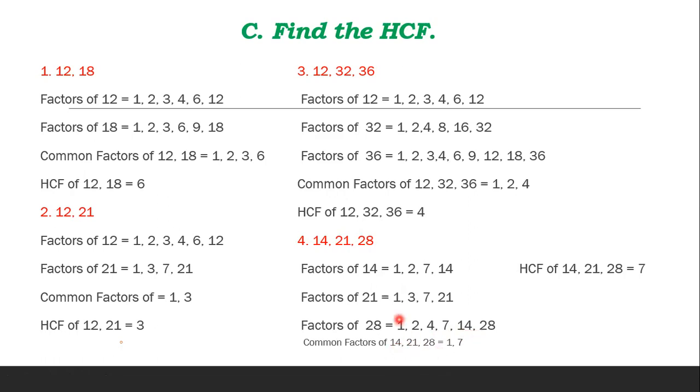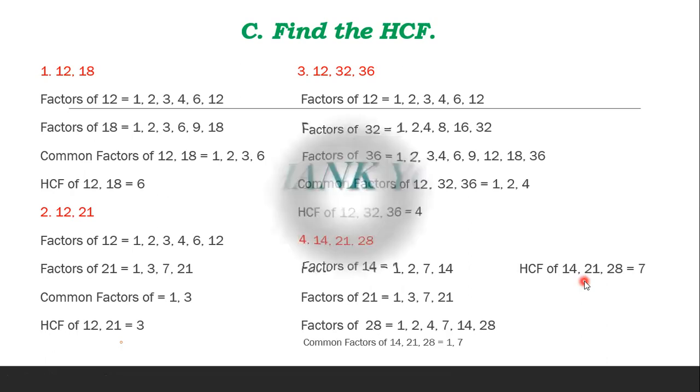Now among these, the common factors, if you take them here, you will get only 1 and 7. In this, which is the highest number? 7. So the HCF of 14, 21, 28 is 7. In this way, you will find HCF.